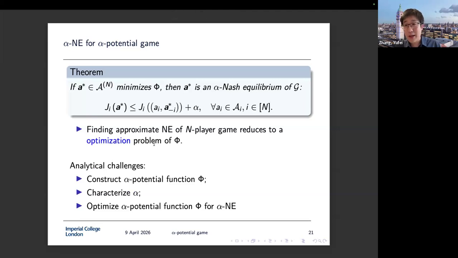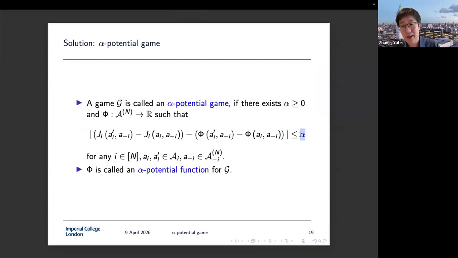So a very natural analytical question for this alpha potential game framework is that, given a dynamic game, how do we construct a corresponding alpha potential function? Because in this case, the quantity about the performance or the quality of this Nash candidate is essentially the same alpha in this definition. In the case that I showed you previously, a naive choice of the potential function to be 0 gives you some alpha, but this alpha can become big.